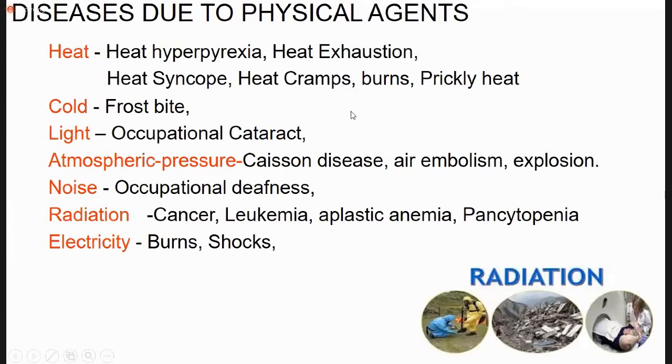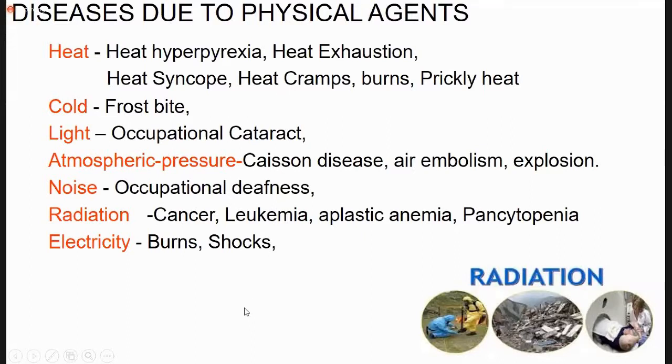Now, what diseases can occur due to physical agents? Heat can cause heat hyperpyrexia, heat exhaustion, heat syncope, cramps, burns, and prickly heat. Cold can cause frostbite. And excessive light can cause cataract, which is an eye disease. Atmospheric pressure causes Caisson disease; you all know that divers can come across it where atmospheric pressure is not maintained. Air embolism and explosions. Occupational deafness: you have just seen that excessive noise can cause hearing loss. Radiation can cause cancer, leukemia, aplastic anemia, pancytopenia; electricity causes burns and shocks.